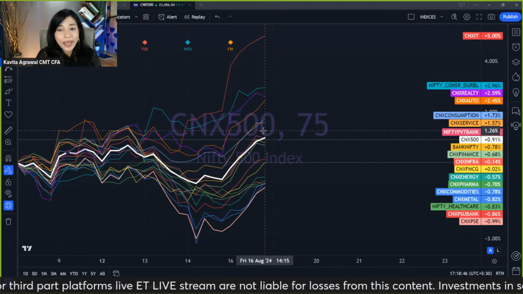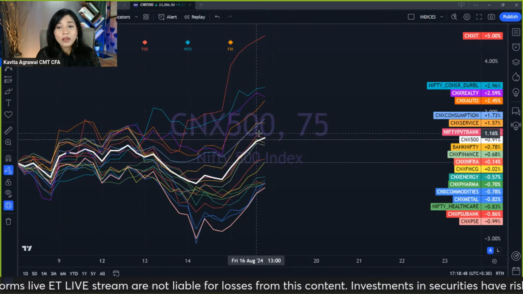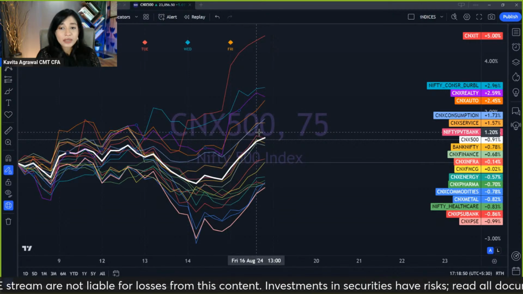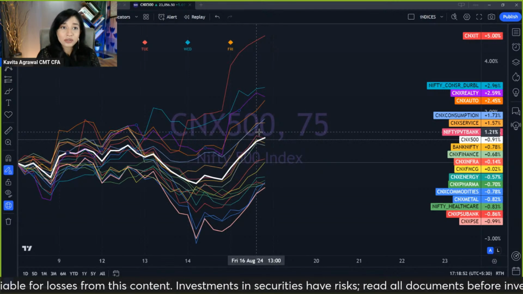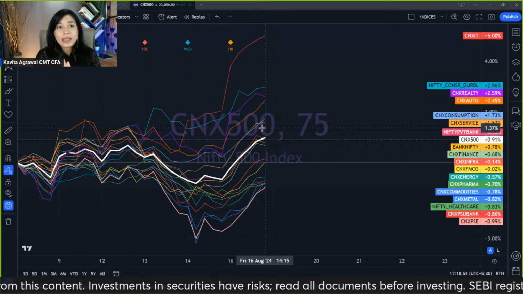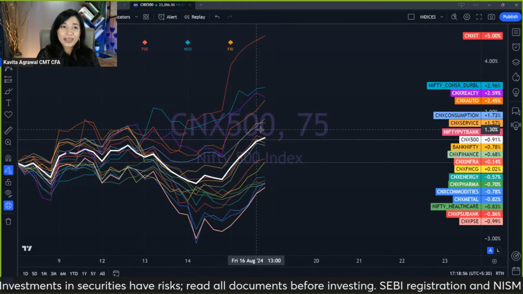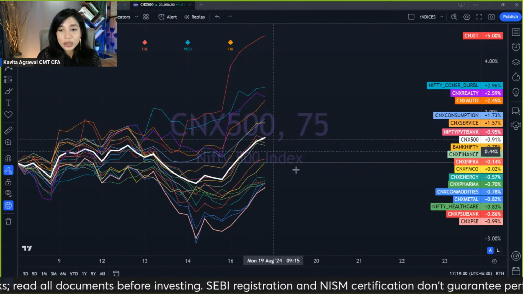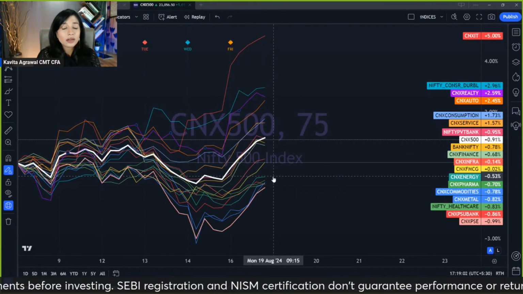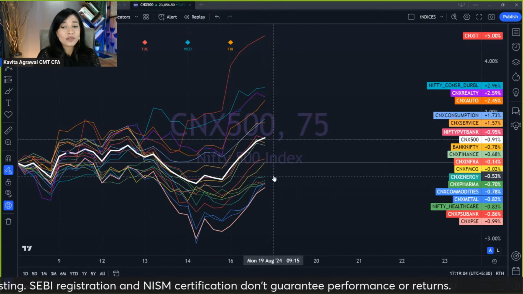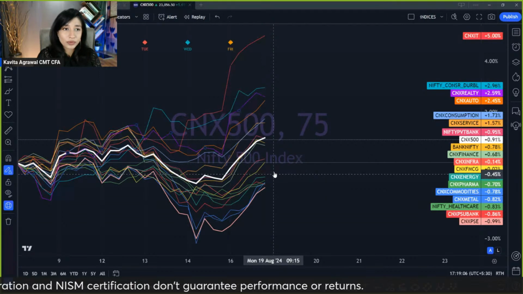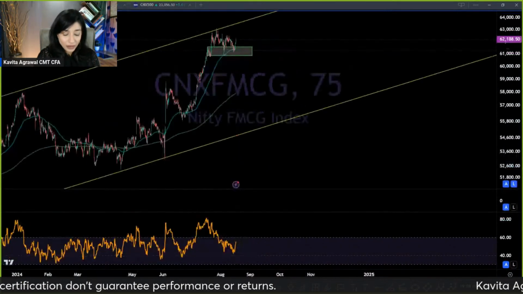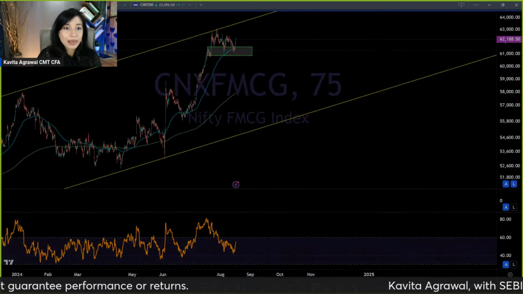Banking, I've already said banking, maybe private bank, maybe PSUs, maybe even financial services. I think they are exhausted. They've rallied a lot. Fresh entries strongly discouraged. Energy sector is giving a rally, but energy, pharma, and healthcare, be very careful with respect to the fresh positions that you make. Let's also take a look at CNX Metal.